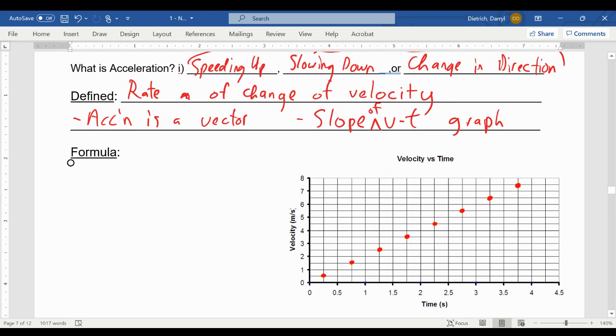The formula that we'll use for acceleration, and this is on your formula sheet, is a = Δv / t. That is the Greek letter delta, and delta just means change in. So it's the change in velocity divided by change in time. How we find the change in something is we look at its final velocity minus the initial velocity, and we divide it by time.